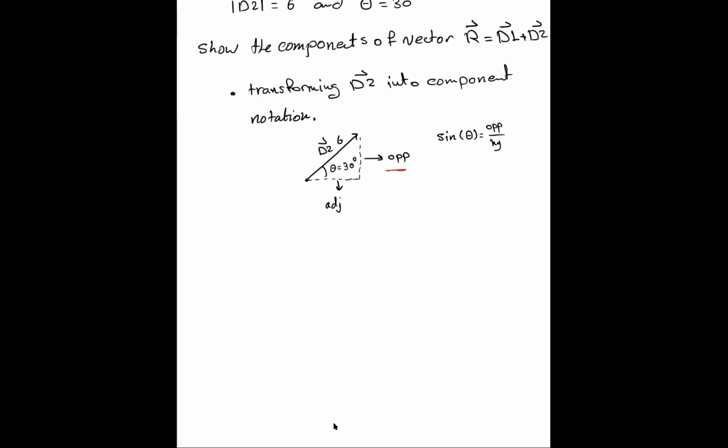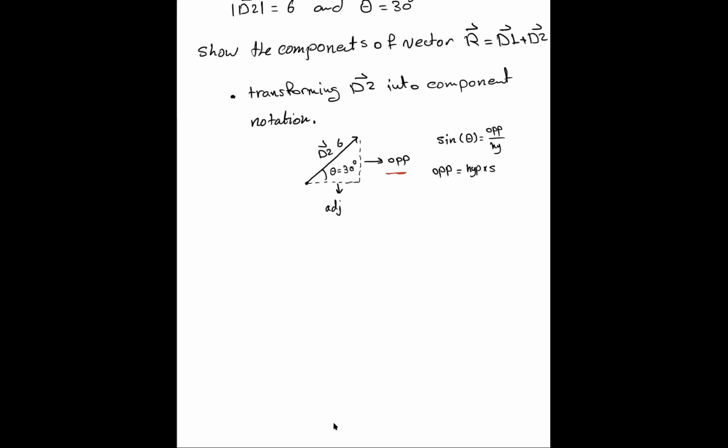And we don't know the opposite, so we isolate the opposite, and that's equal to hypotenuse times sine of theta. Our hypotenuse is equal to 6, and we have sine of 30. We know that sine of 30 is 1/2. That gives us 6 multiplied by 1/2, which equals 3. So the opposite is equal to 3. Now, let's find the adjacent.